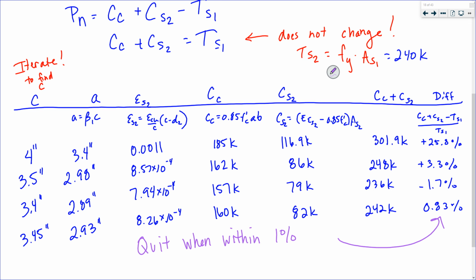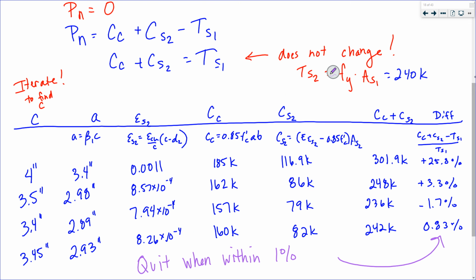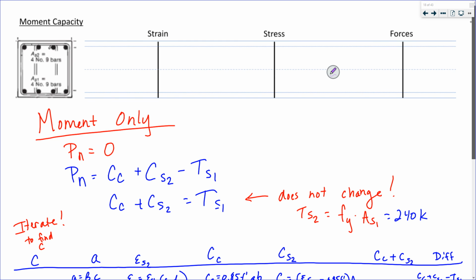So what did I do? Let's summarize this. My moment only means that my nominal axial load capacity is 0. So my two compression forces have to equal my tension force. My tension force isn't going to change because my tension steel has yielded. So my tension force is always going to be my yield stress times my area of steel in tension. In this case, 60 ksi times 4 inches squared, 240 kips.